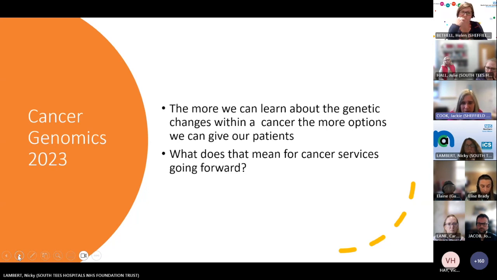But what actually does that mean for cancer services themselves going forward? Because at the moment, we don't really have the setup and the pathways that are going to enable all of this genomics to happen easily.